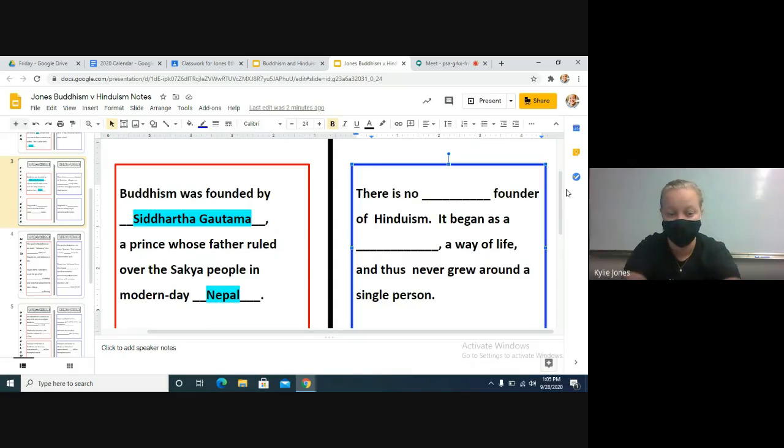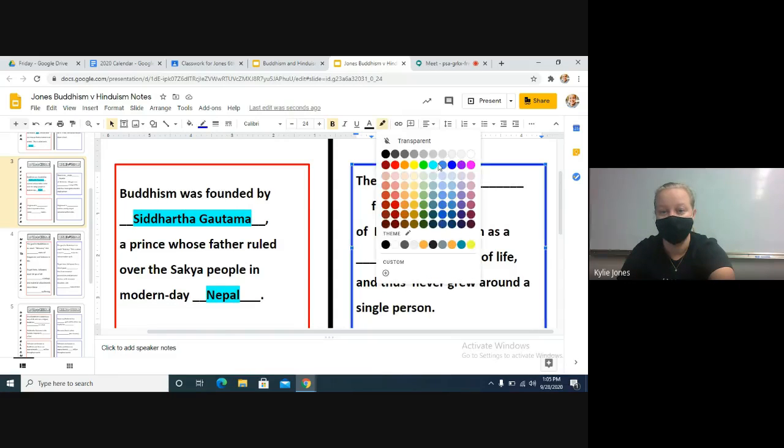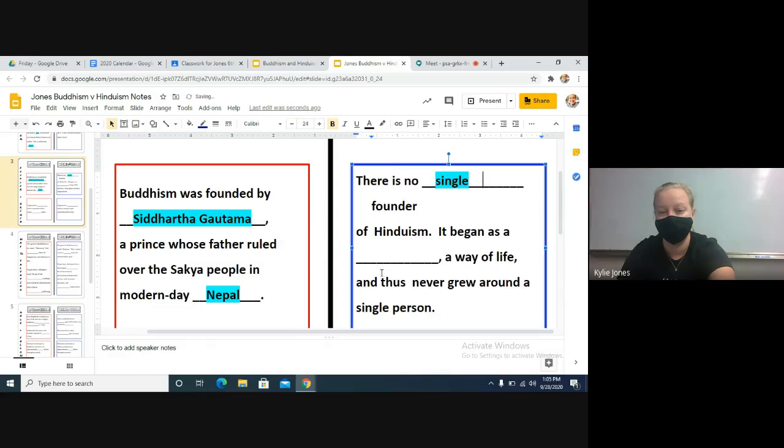Wait, my thing has three lines on it. It's because they put Siddhartha Gautama on two separate lines because it's a name. So there's no single founder. Can I just delete that real quick and write the other one back down? Yeah, that's fine. And it began as a culture.